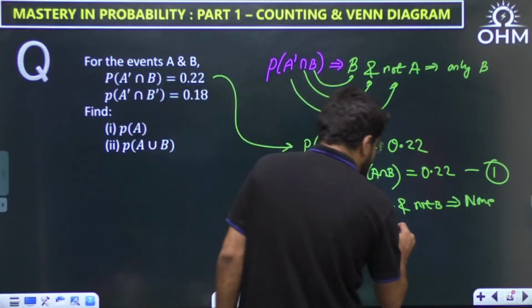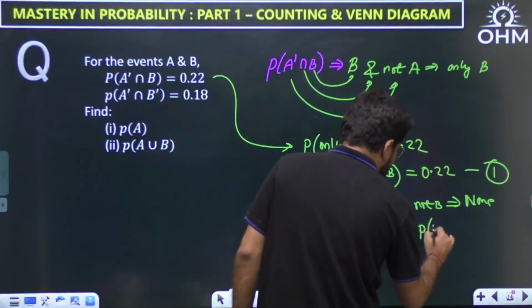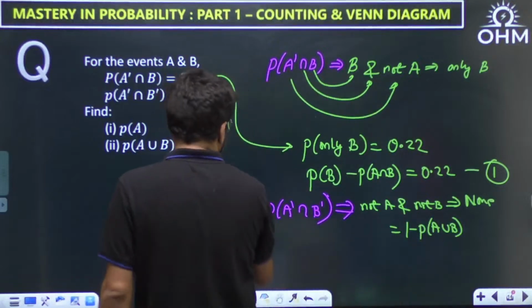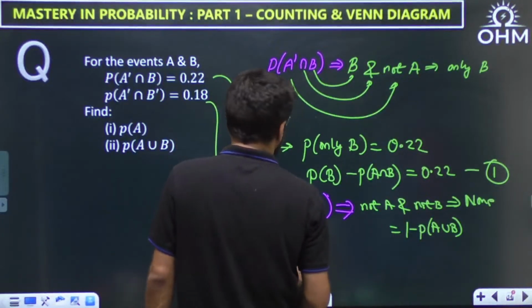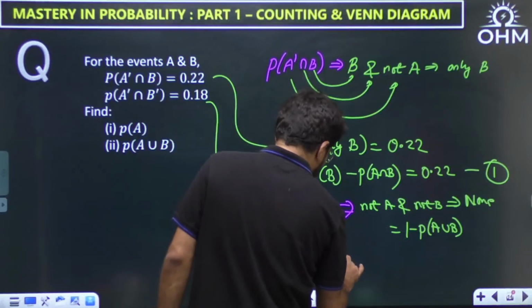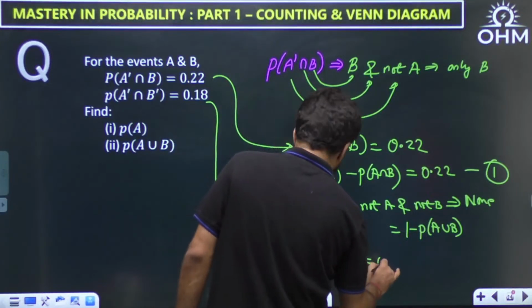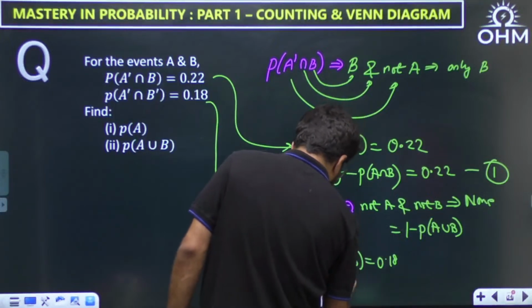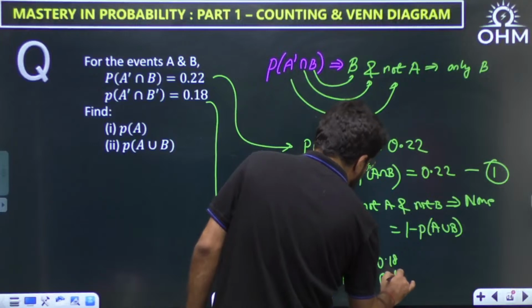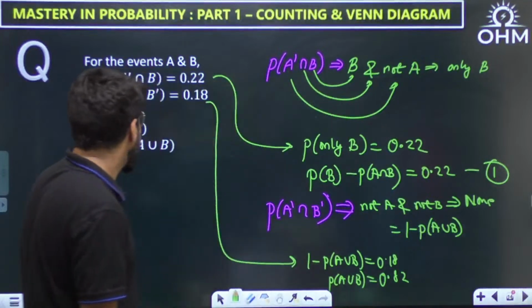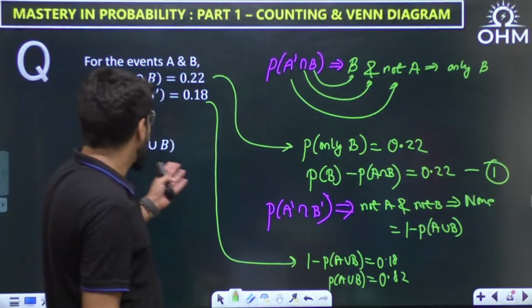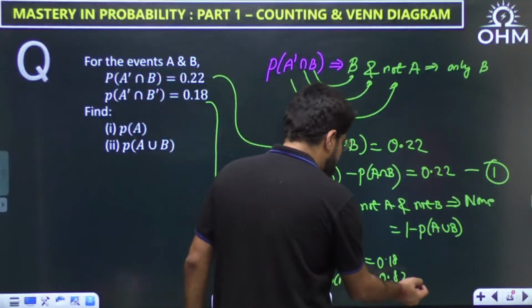And that is given by 1 minus probability of A union B. Just now we learned that. So this fourth one, put in the form of data, is equal to 1 minus probability of A union B, and that should be 0.18. Or I can say that probability of A union B is 0.82, and hence I have the second question's answer directly. P of A union B is 0.82.